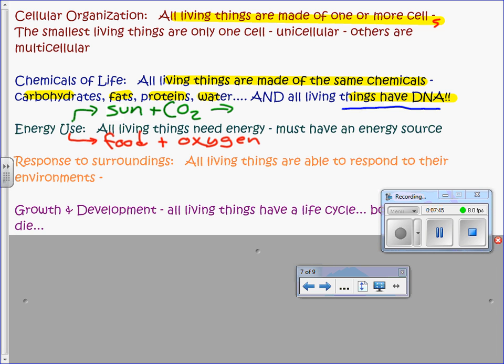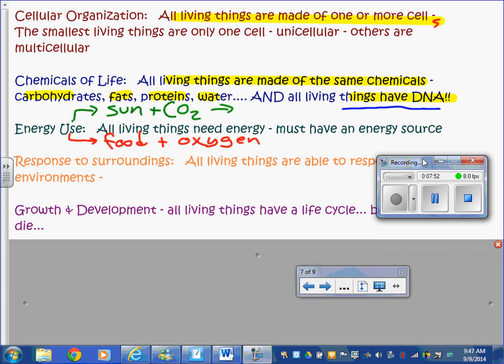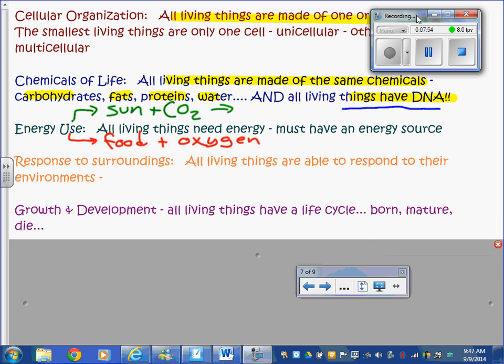Okay, next, growth and development, which is not just growing and getting bigger, but having a life cycle. So they're born, they mature, they die. As we talked about characteristics of living things, in many classes, people say, well, if it's alive, then it has to be able to die, basically. Some things have a very short life cycle, some things live for many years or decades, or in the case of some trees, hundreds of years.